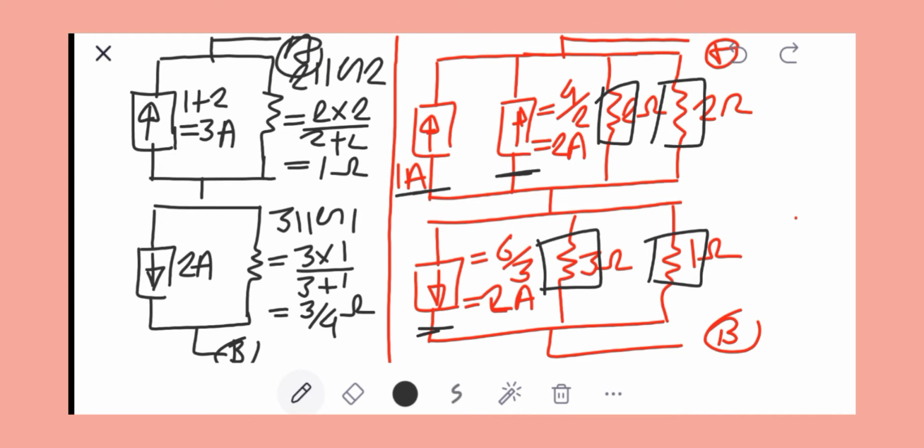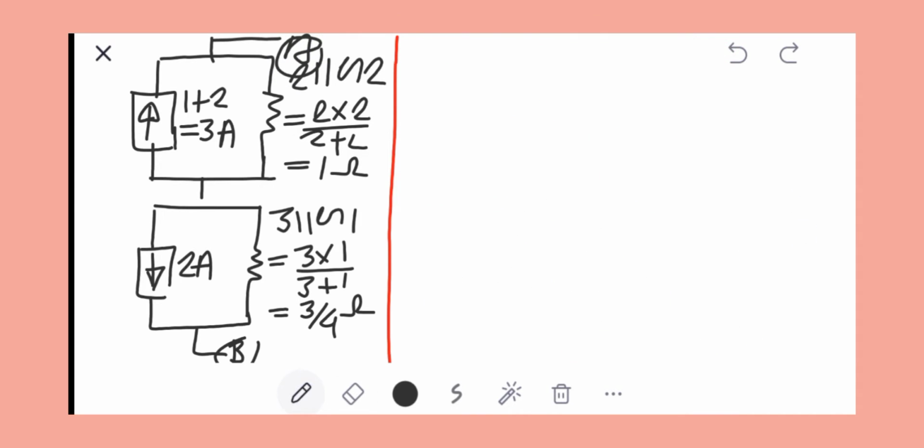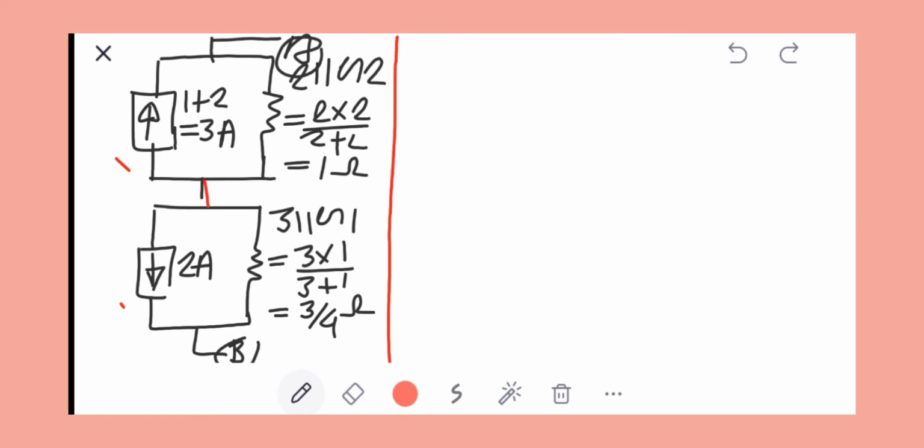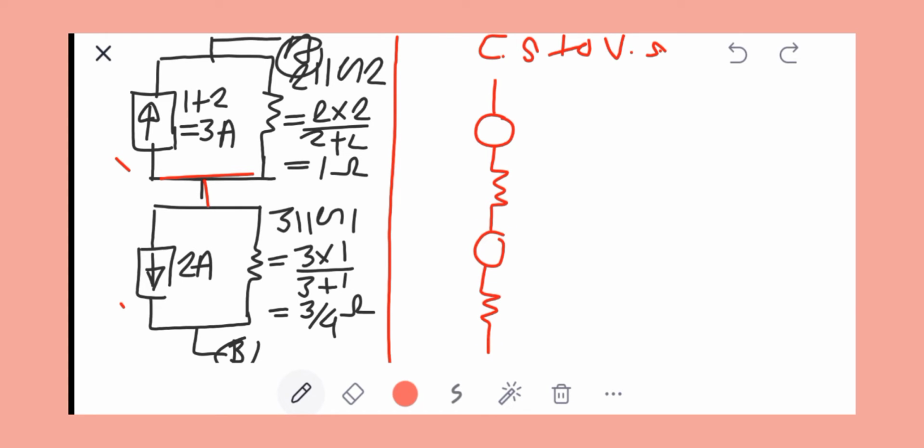Okay, clear? So now see, we can't add this current source and this current source directly. Why can't they be added? Because they are connected in series. So now we will convert the current sources to voltage sources. Here the voltage source with an impedance for this part, and again a voltage source with an impedance for this part. Impedance as it is 1 ohm, impedance as it is 3 by 4 ohm.